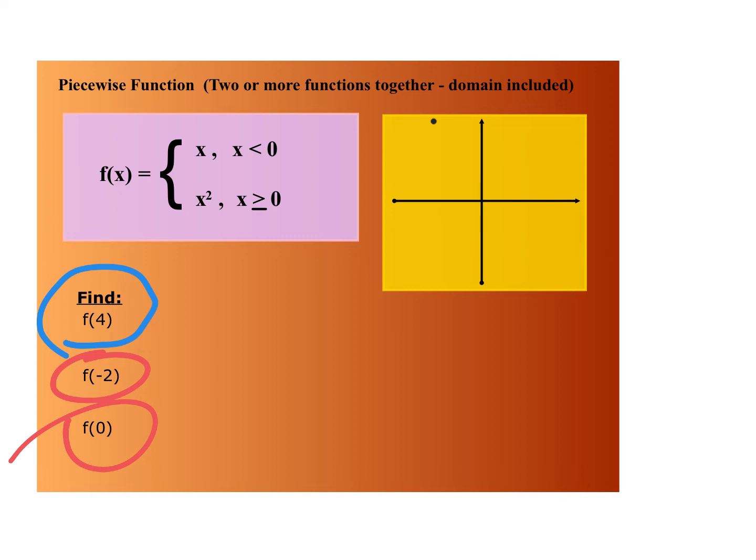16. How did you pick which one to put it in? Because it's bigger than 0, only that one applies. So now 4 goes in, and I got 4 squared is 16. I agree.